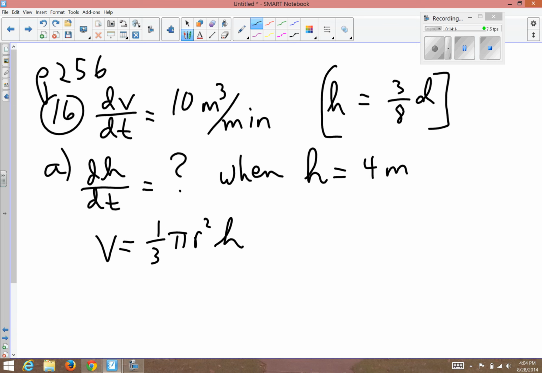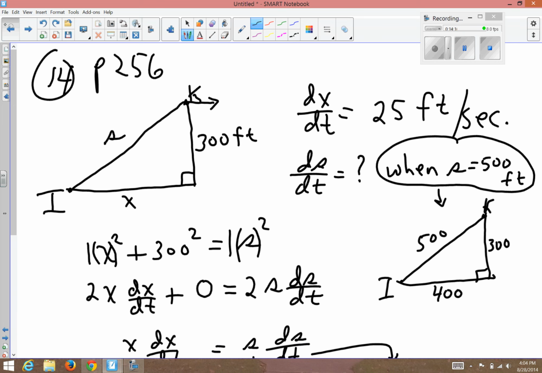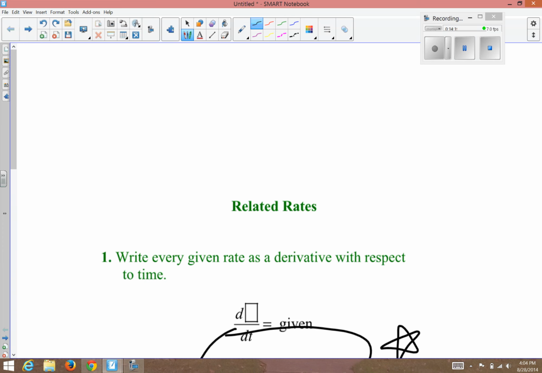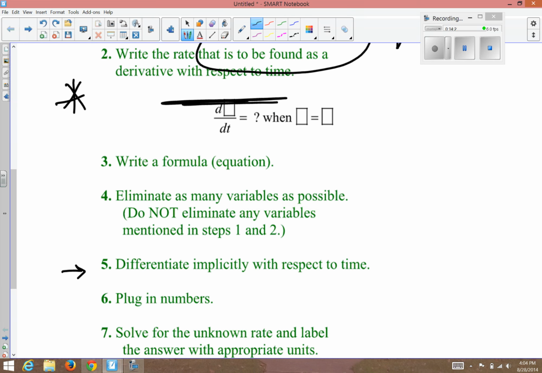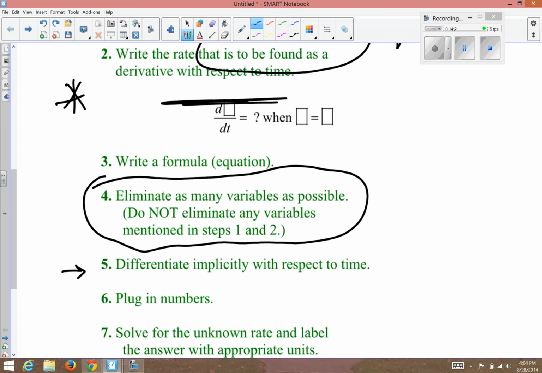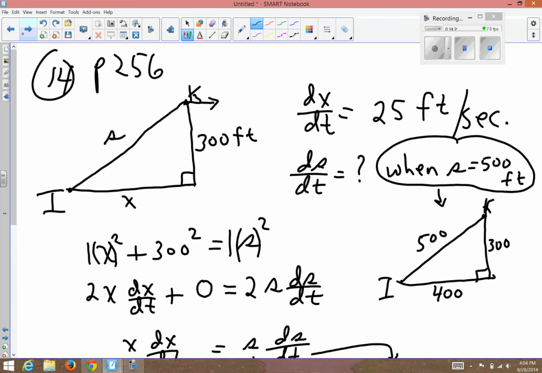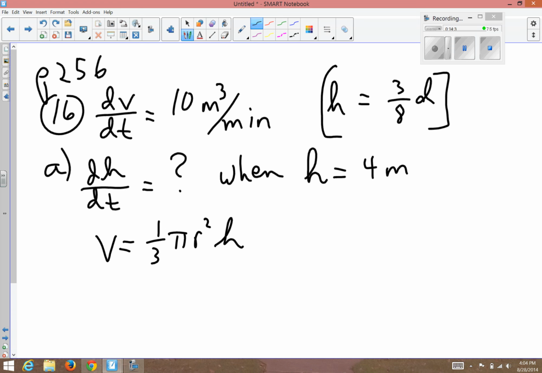Now, one of the steps in related rates that we haven't used yet is step 4, eliminate as many variables as possible. What that means is you need a formula like this, but this formula has too many variables. It has a v, which is good, because dv dt is given. It has an h, which is good, because dh dt is what we're trying to find. We want to get rid of the r, because there's no r mentioned up here.